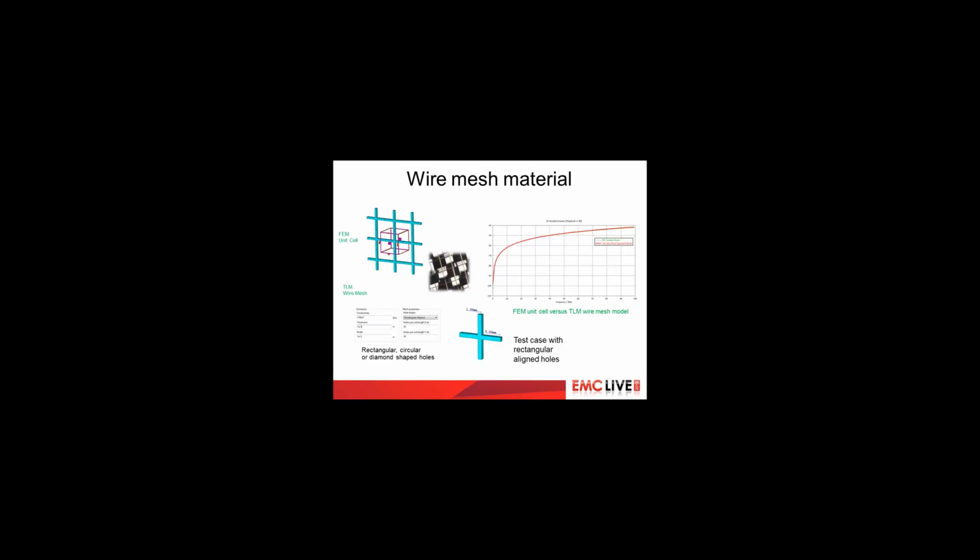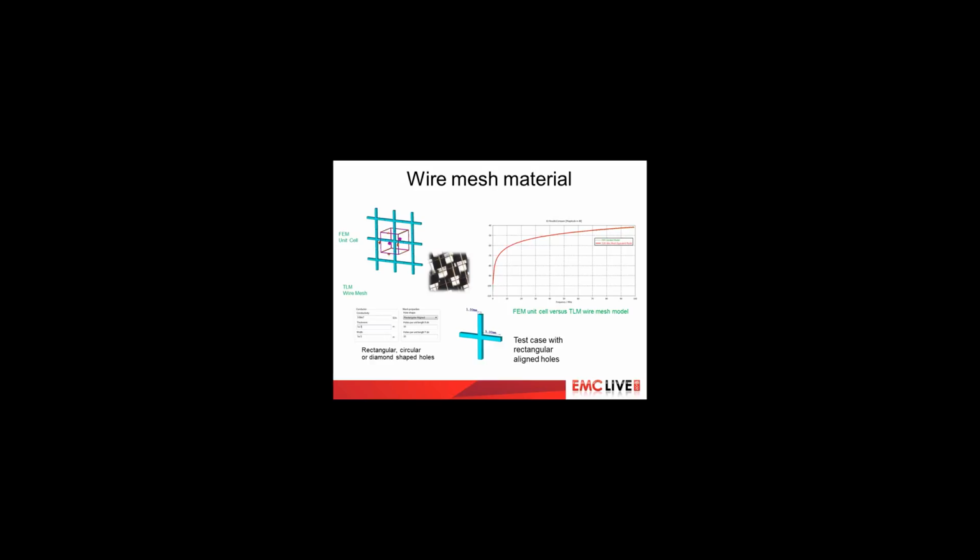The TLM solver thin panel material has the option to add wire mesh layers to the stack. The wire mesh is modeled by defining the wire conductor dimensions and aperture size and type. The apertures may be rectangular aligned, or rectangular staggered, or circular or diamond shaped. This special thin panel material model again avoids having to mesh the detail and makes a very difficult problem very reasonable. The wire mesh equivalent model has been validated by comparing with CST's finite element solver.